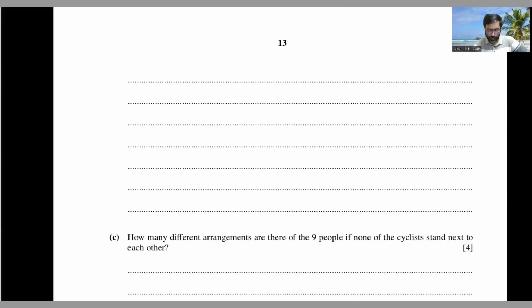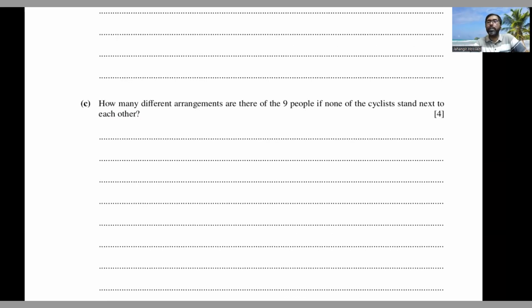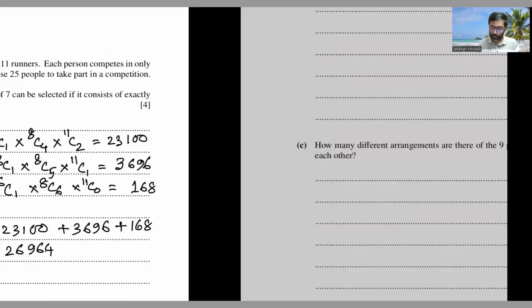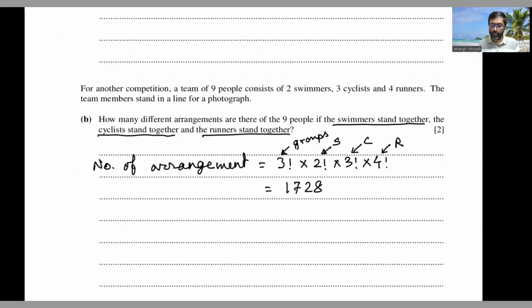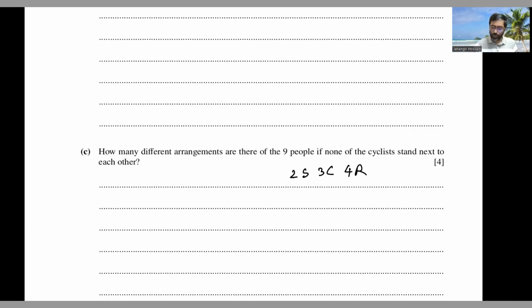Now let's move on to the next part. Yes, there is another part C. In part C, how many different arrangements are there of the nine people if none of the cyclists stand next to each other? Remember, none of the cyclists. How many cyclists do we have in this group of nine? Three cyclists. So two swimmers, three cyclists, and four runners. Remember, the cyclists do not stand next to each other.